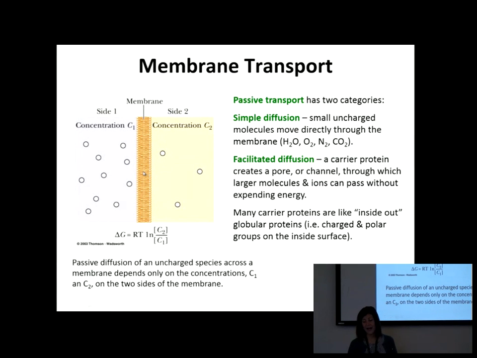So if I have a question on the final asking what the driving force for folding proteins is, you should say hydrophobic interactions, except for carrier proteins. I might have to put a smiley face if you said that. Hydrophobic interactions are the driving force for folding proteins. However, in the case of carrier proteins, this is an exception.